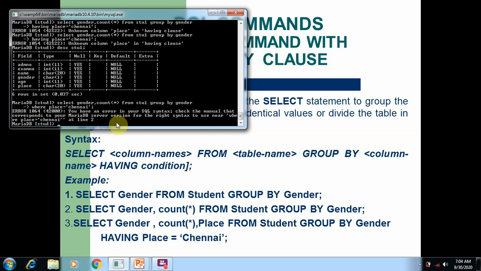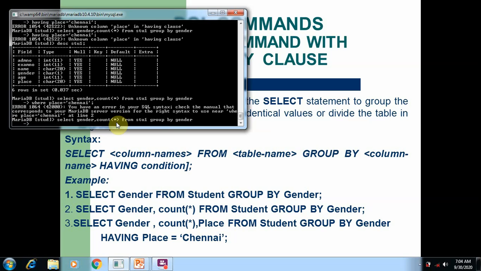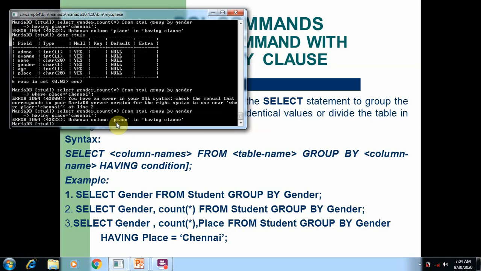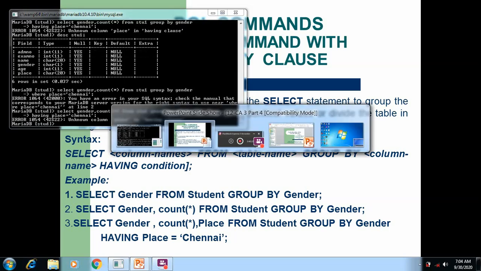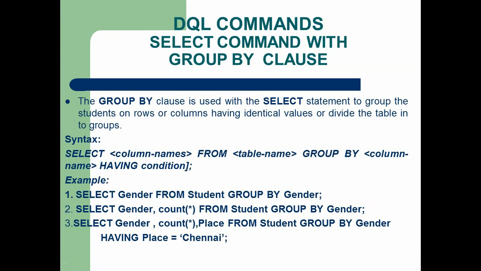So there was some error. I will rectify this error and display in the next video. So select gender, count asterisk from student 1, group by gender, having, having place is equal to Chennai, it shows some error. I will rectify this error and display the same command in the next class. Now go to the next topic.